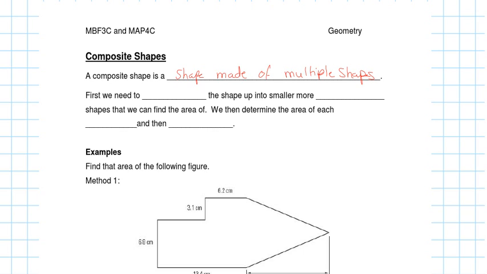It's already off. So first we need to divide the shape up into smaller, more simple shapes that we can find the area of. We then determine the area of each shape, and then we can sum them, right?